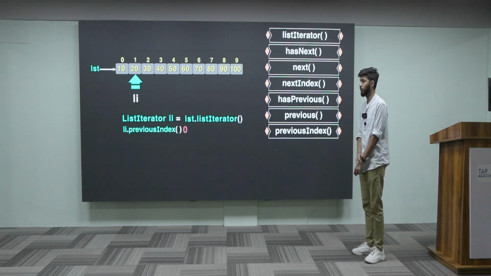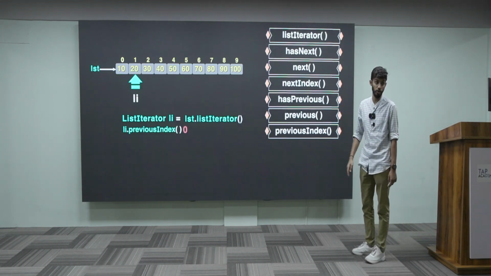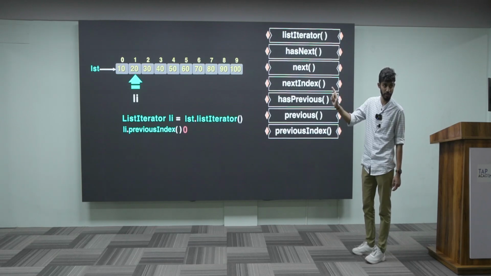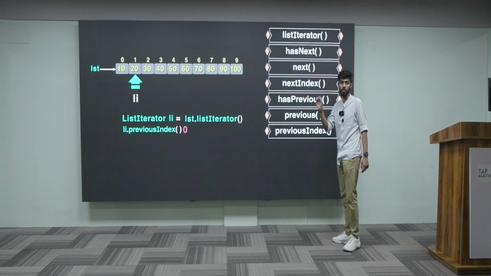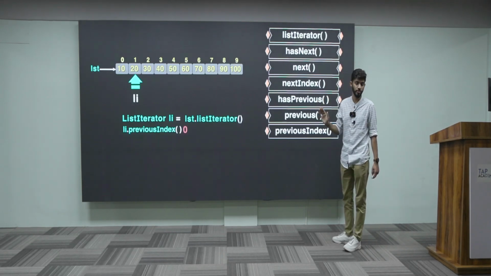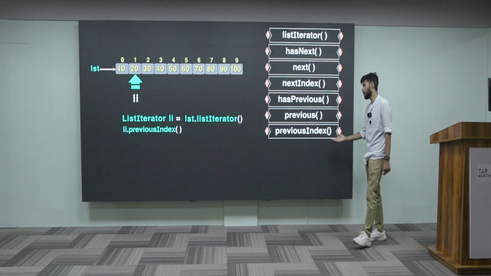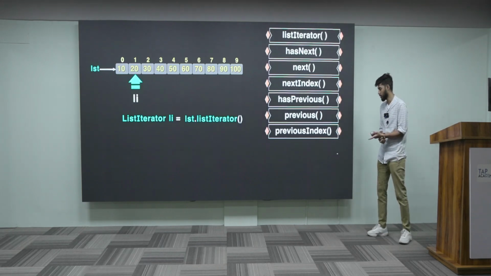So this is all I need to do. I will say Li dot previous index. The previous index is 0. Will it move one step towards the left side? No, it will not move. Only in next and previous it shall move. In other methods it will not. Apart from this, there is one more method, not just one method, there are many more methods.